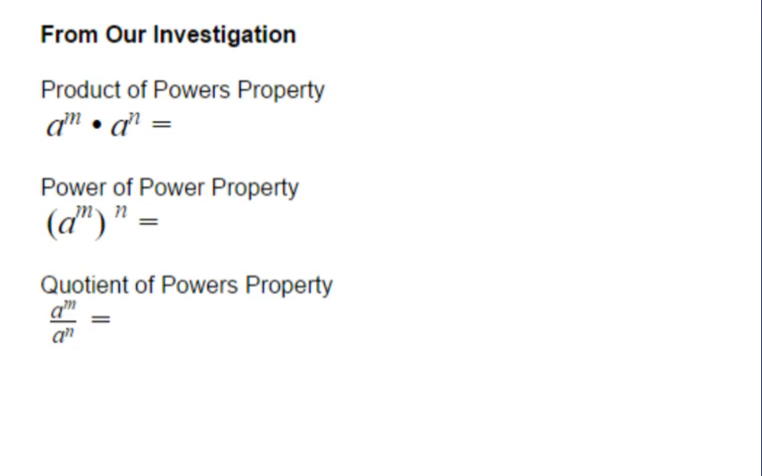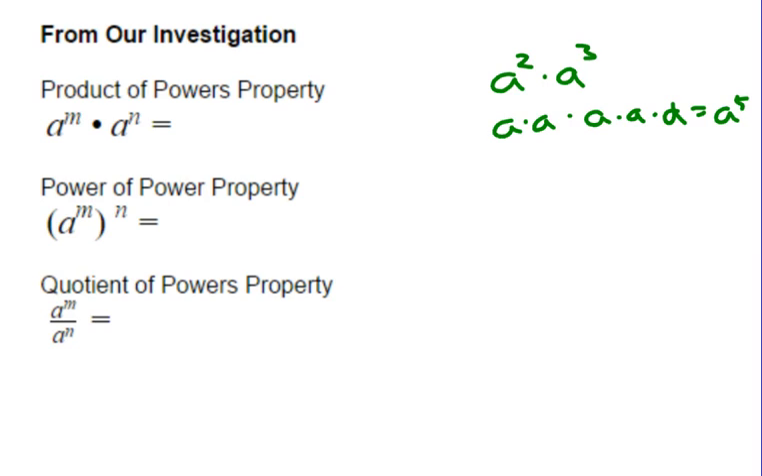So we've done an investigation, we've looked at what these properties might be, but let's revisit this looking at a couple of examples. So let's say we have a squared times a to the third. In expanded form, that would be a times a, that's a squared, times a times a times a. That's a cubed. So we have a squared times a cubed, and that's repeated multiplication that we can use an exponent to rewrite. That's going to be a to the fifth.